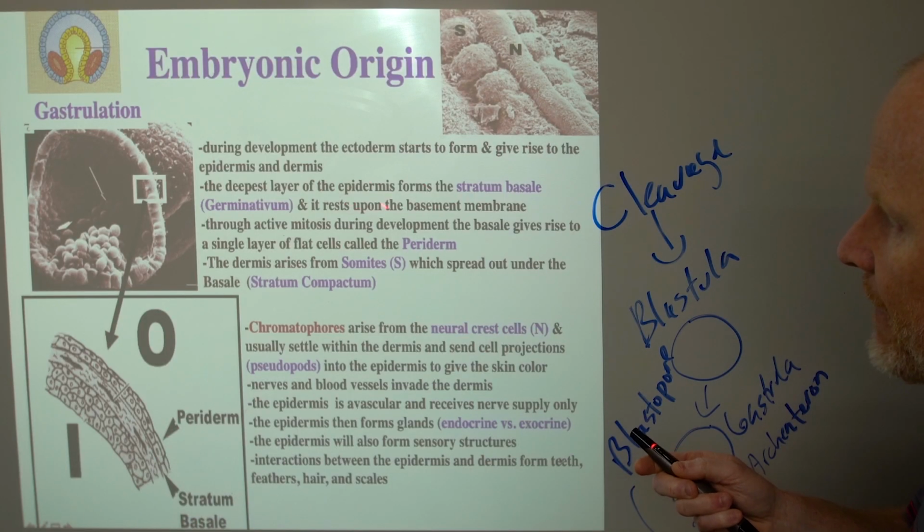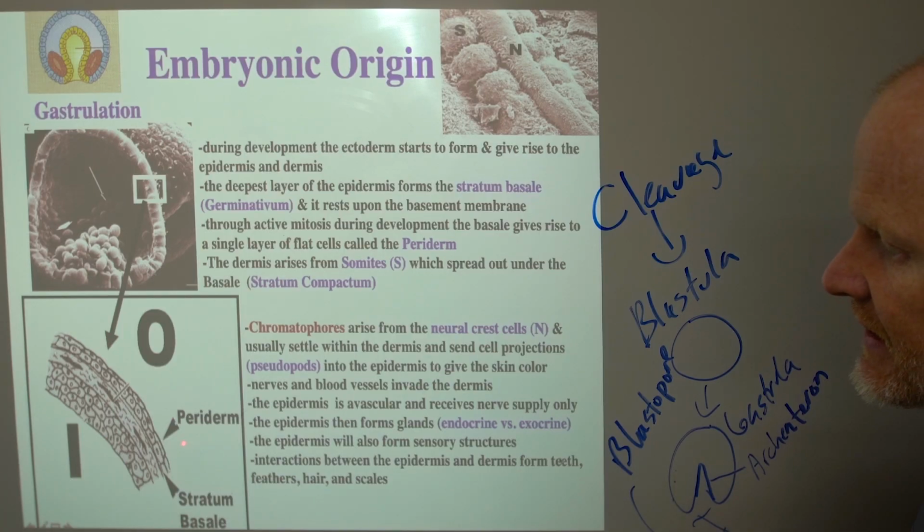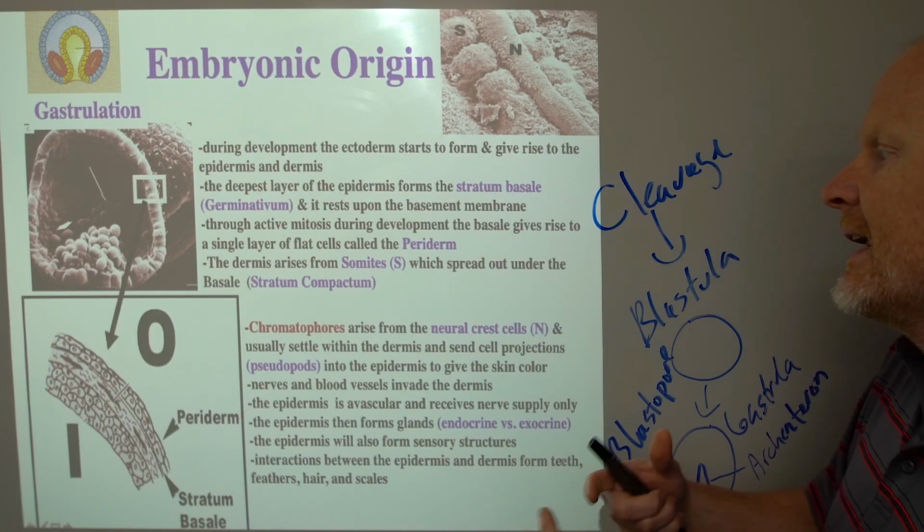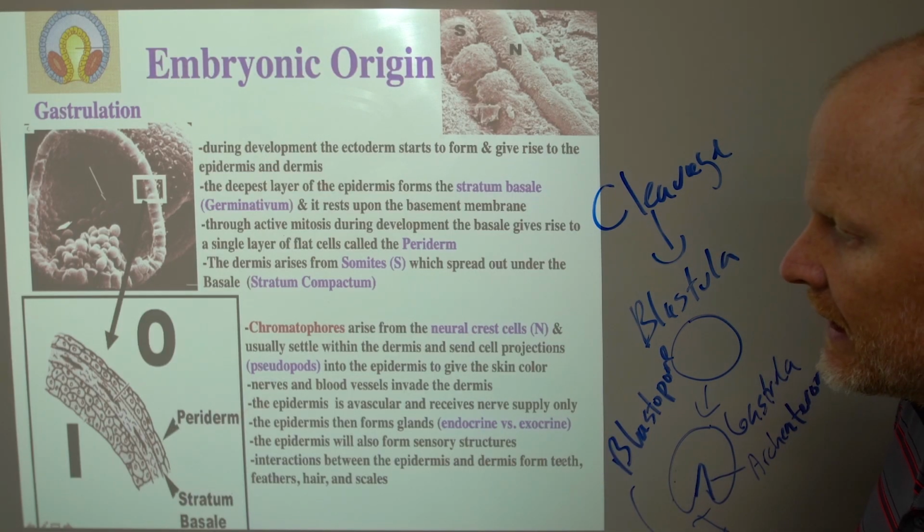So the deepest layer of the epidermis forms what's called the stratum basale layer. And that's going to be formed like two layers of cells. So there'll be a stratum basale, and then it will divide by mitosis and form a very flat group of cells on the outside of the developing embryo. That's called periderm, which is going to eventually divide and continue to grow and become what we call epidermis.